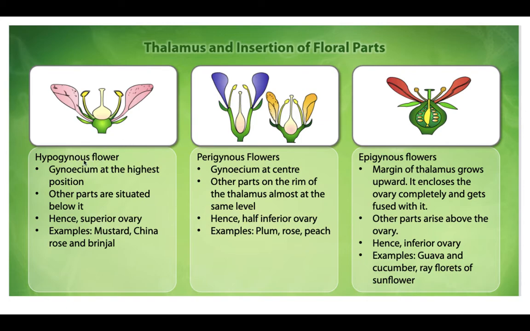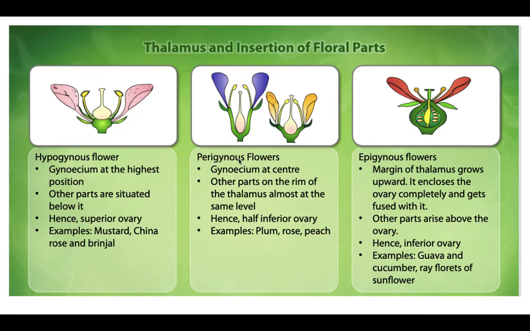In this category of flower, which is known as hypogynous flower, the gynoecium, that you can see here, is at the highest position, and other parts like androecium, corolla and calyx are situated below it. Hence, the ovary is considered superior in this case, and examples are mustard, china rose, and brinjal.